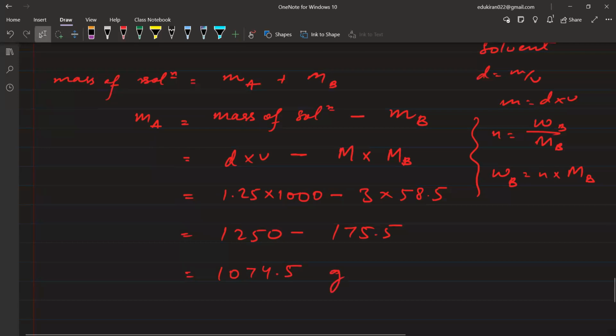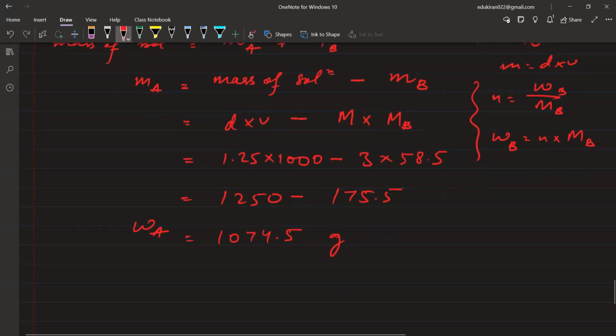ठीक है? Because density is in grams per milliliter and we have taken the volume as milliliter. Number of moles is also what? Molar mass हमने किस में लिया? Grams में लिया. So this will be the mass of solvent मिल गया आपको. The mass of solvent in grams मिला है.